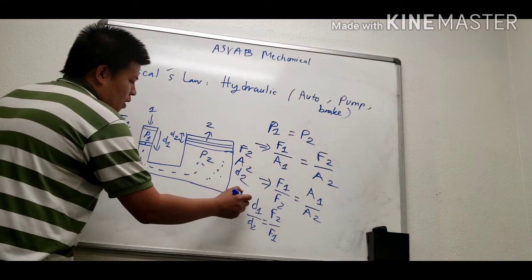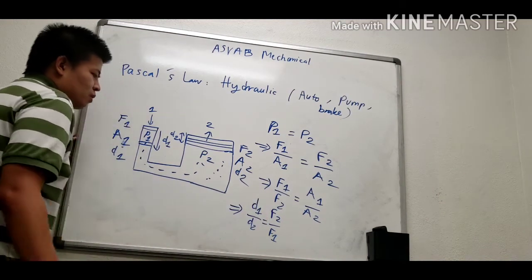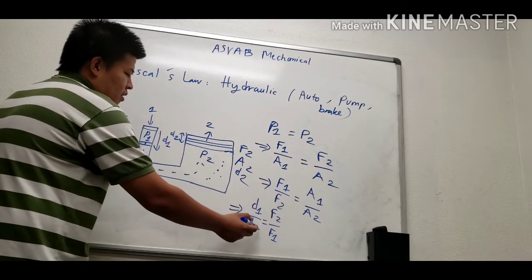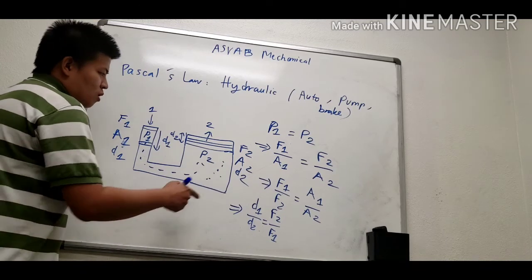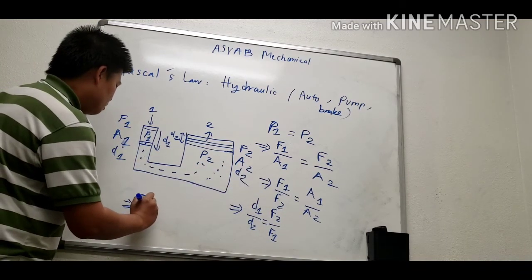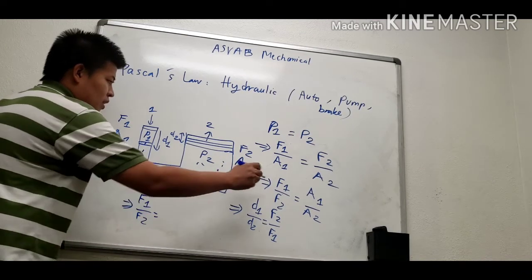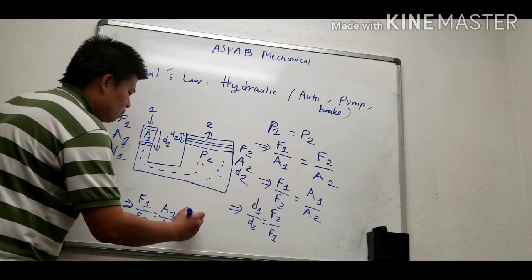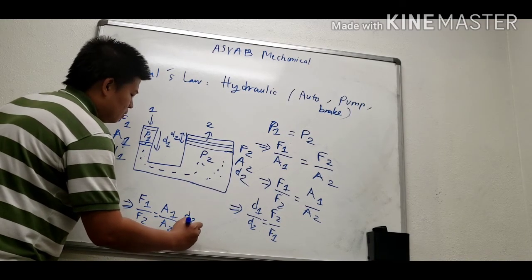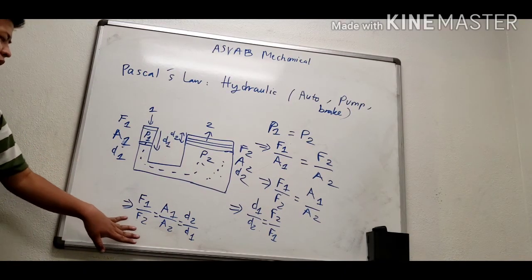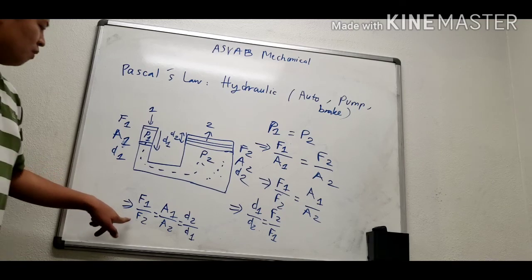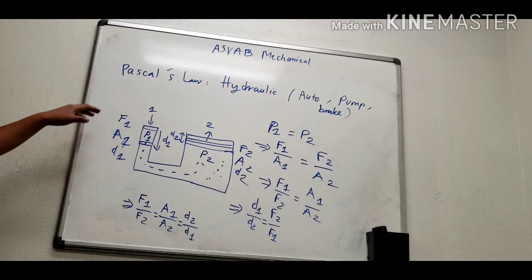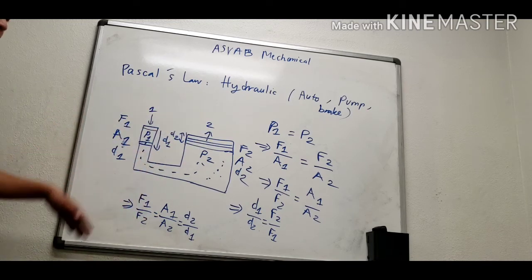because F1 multiplied by D1 is equal to D2 multiplied by F2, because they have a relationship between distance and force. So we have the formula here and the formula here, so we can write the three ratios together. We have F1 divided by F2 equal to A1 divided by A2 equal to D2 divided by D1. So we have the three ratios with the force, area and distance. In Pascal's law, you need to understand this object and the formula to calculate everything.